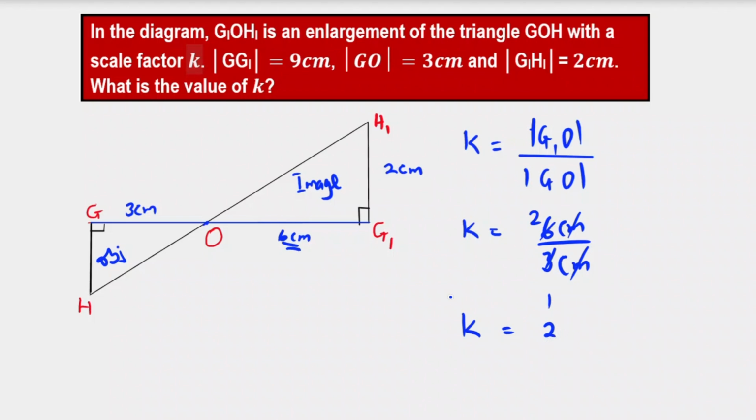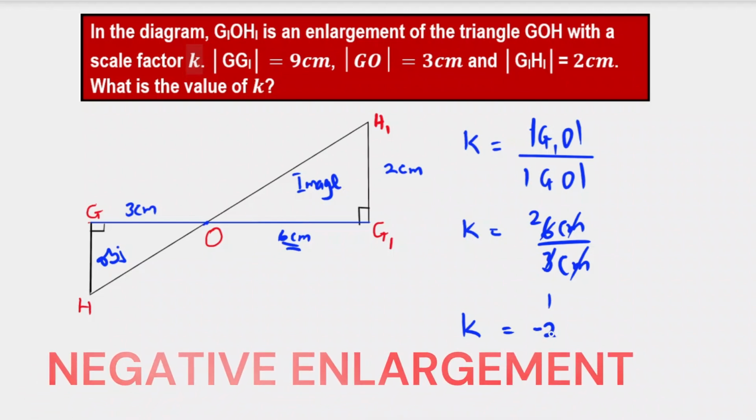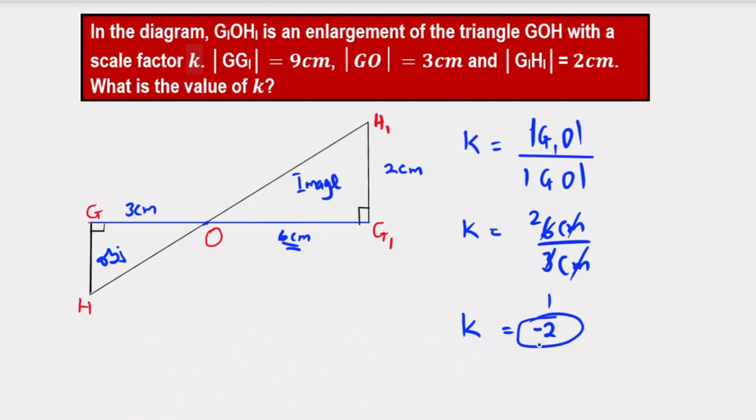But you should remember that they lie on opposite sides of the center. So we attach negative to this one. So the scale factor is -2.